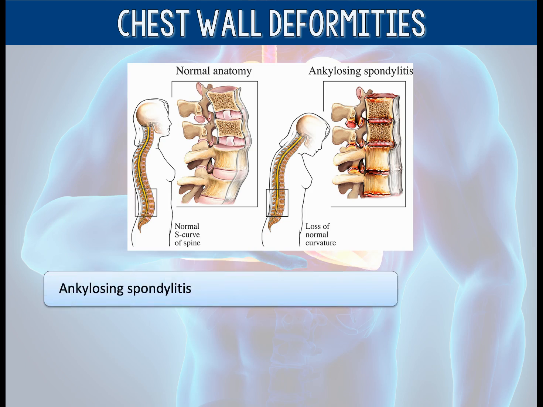Another chest wall deformity to look for is ankylosing spondylitis. You can see that the patient, when sitting up, on the left, has that normal S curve, and the patient with ankylosing spondylitis has this sort of stooping posture.